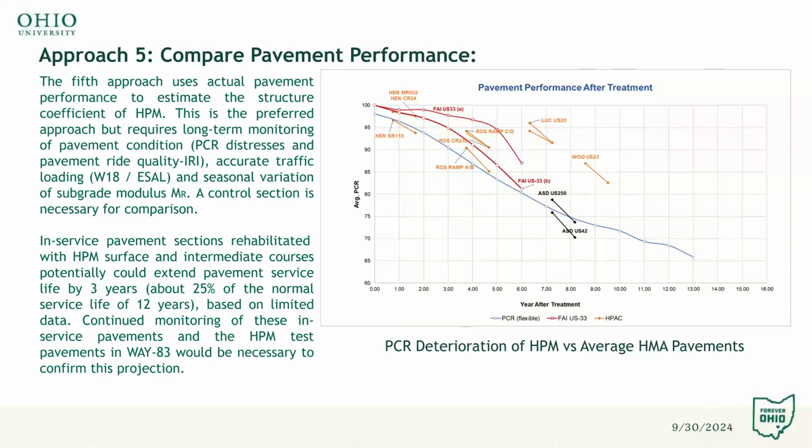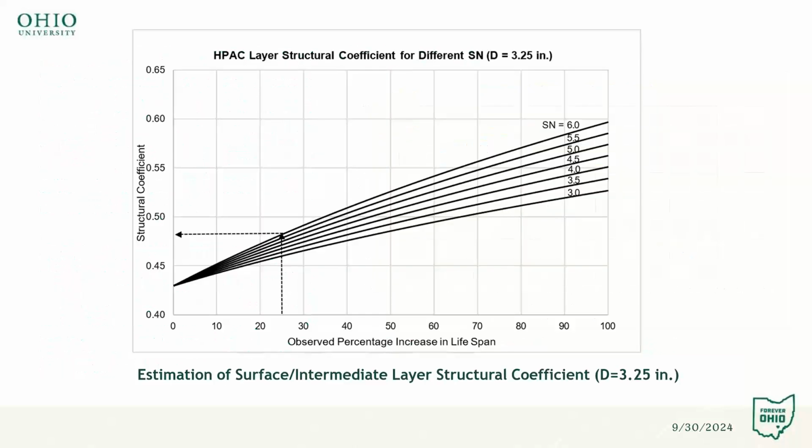If you extend the orange line, it could extend the pavement surface life by about 3 years, or 25% of the normal anticipated surface life of these general system pavements, based on limited data. Continued monitoring of these in-service pavements and the test sections at the WAN 83 would be necessary to confirm this projection.